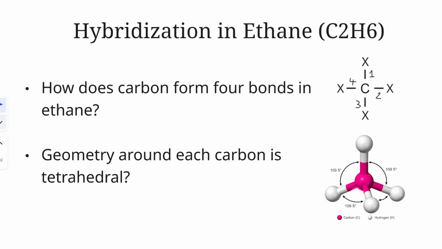Have you ever wondered how carbon is able to form four perfectly stable bonds in ethane, or why the shape around each carbon atom is tetrahedral? In this video, we'll break down the hybridization of ethane step by step in the simplest way possible.